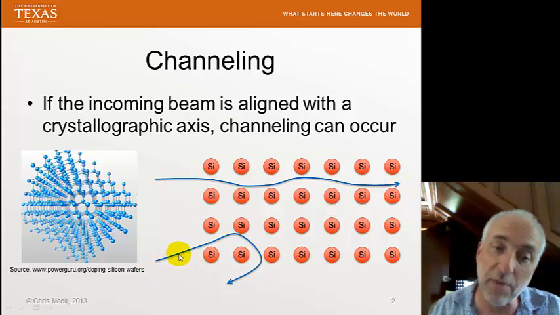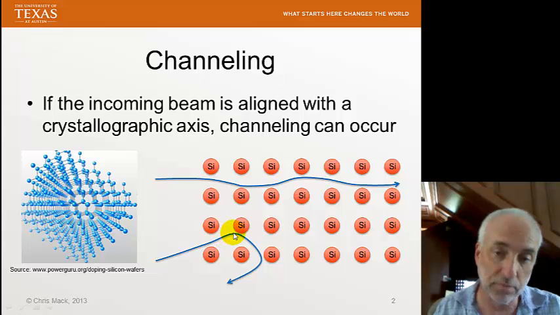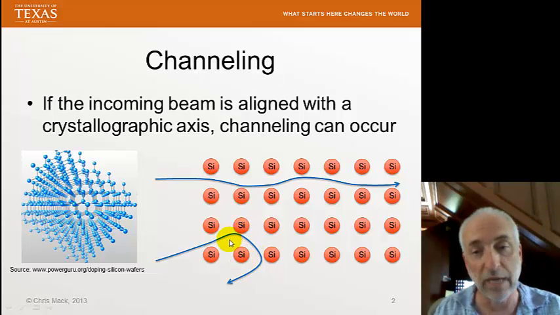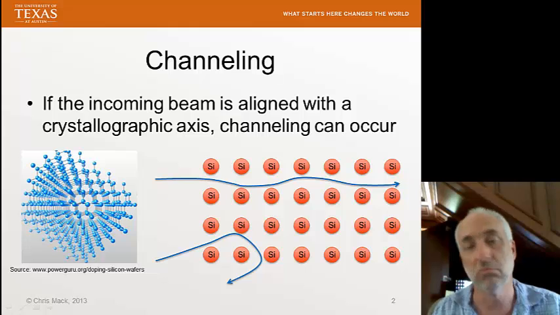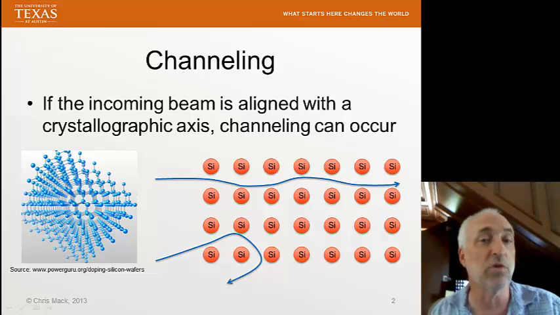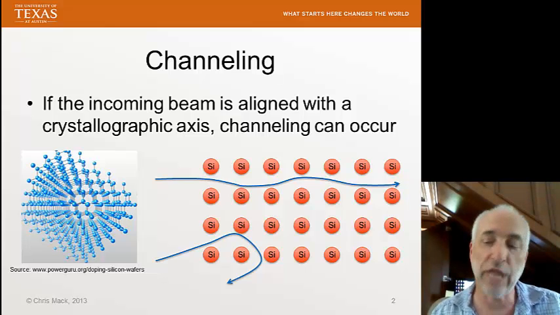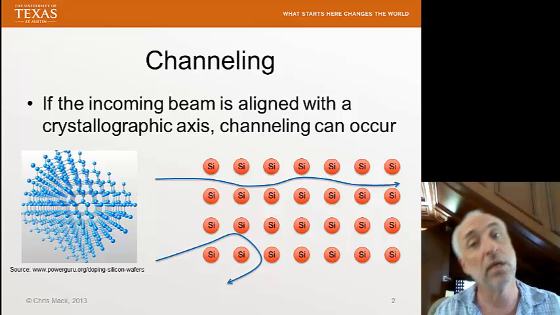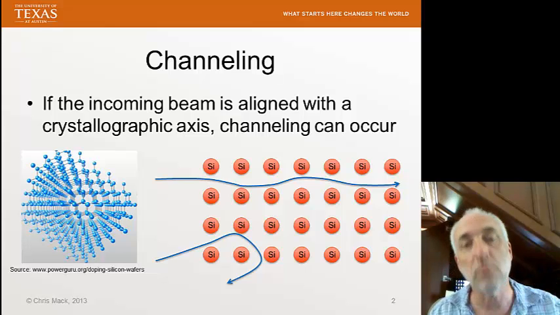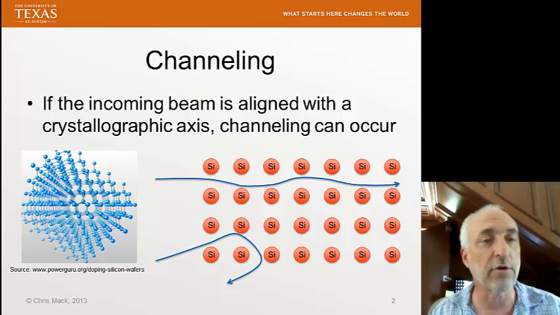Whereas if that same ion were to come in at an angle, it would bounce all over the place and scatter much the same way it would scatter off an amorphous material without any alignment. This phenomenon we call channeling, and it's a real problem if we let the ions impact onto the wafer normally incident.